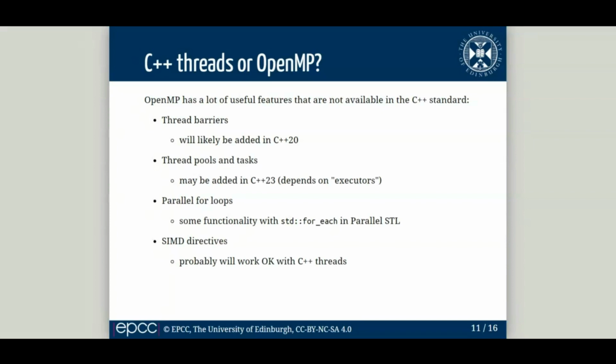Parallel for loops. Okay, that is in parallel std::for_each, but OpenMP is maybe more convenient for that. SIMD directives, that is single instruction, multiple data vectorization directives.